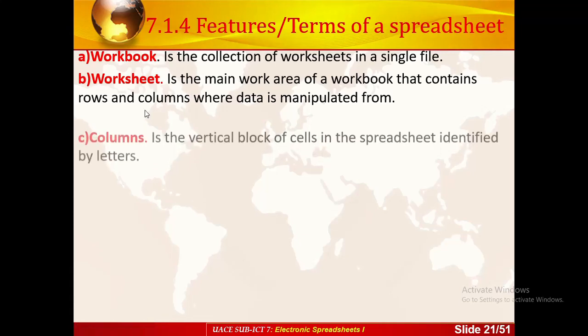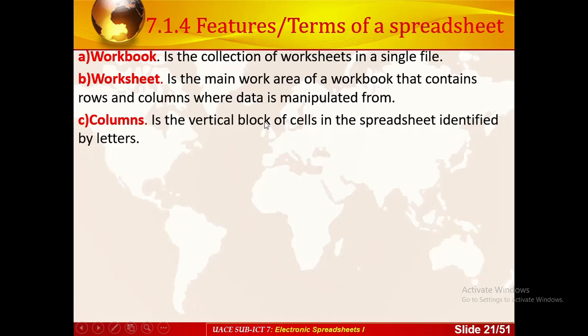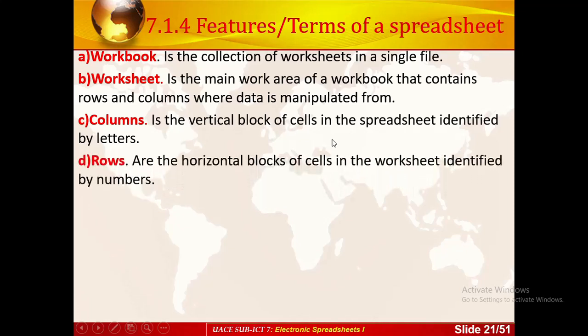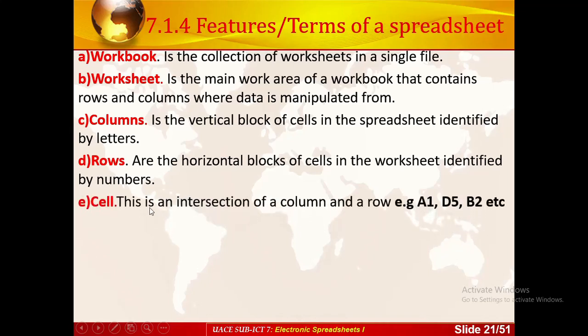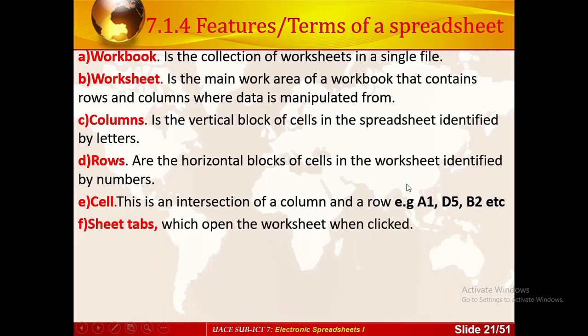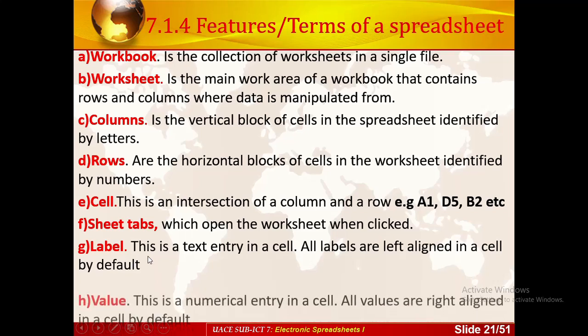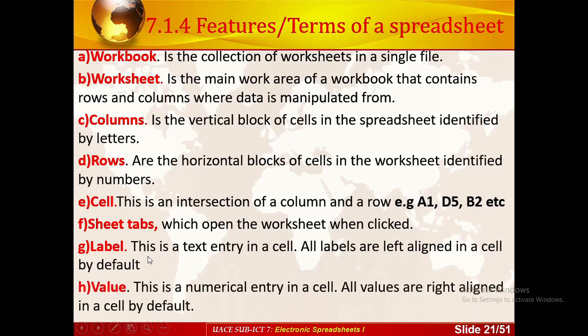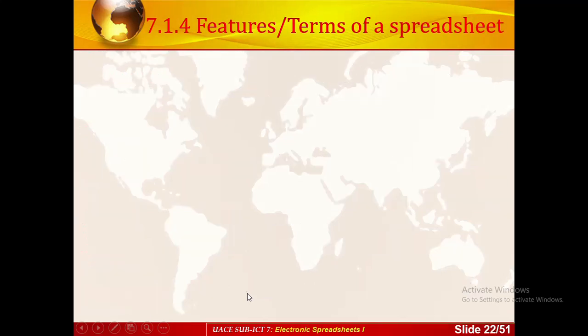Then we have columns, the vertical blocks of cells, identified by letters. We have rows, horizontal blocks of cells identified by numbers. A cell is the intersection of a row and column, like A1, D1. Those are actually cell references. We have sheet tabs, which open a worksheet when clicked. I've shown them to you. We have labels and values, which we enter in the cell. Labels are always text. Values are always numbers. So you don't need to worry about that.